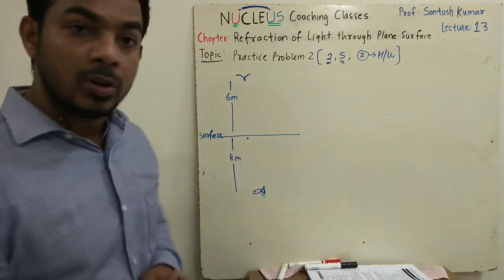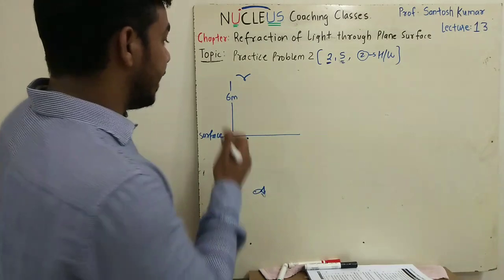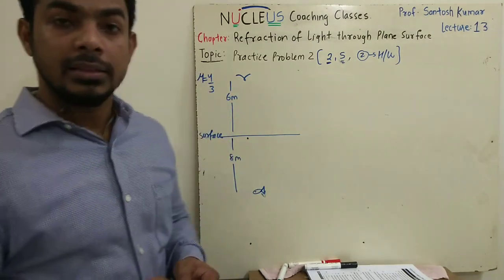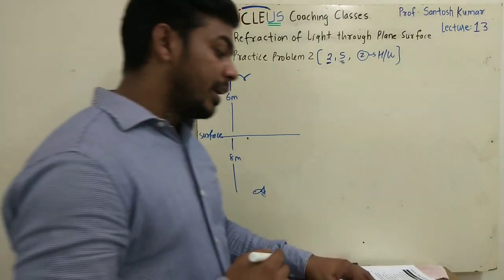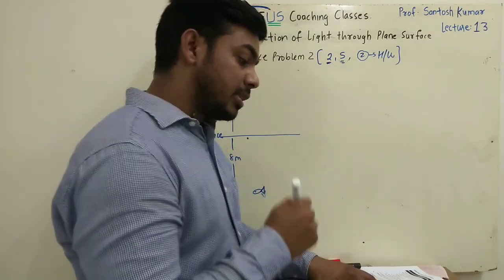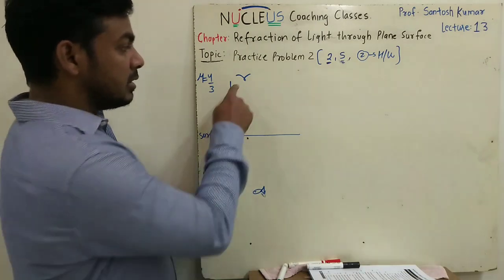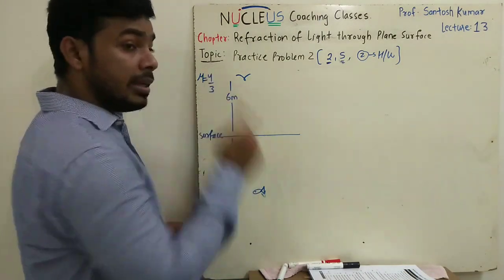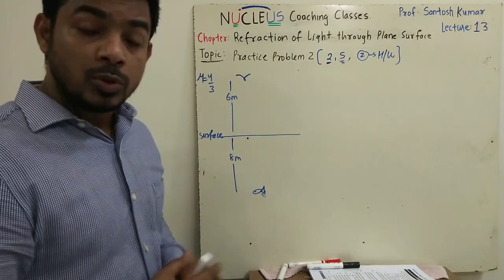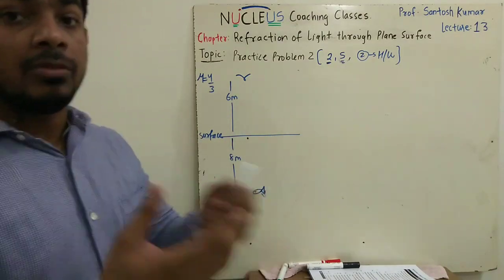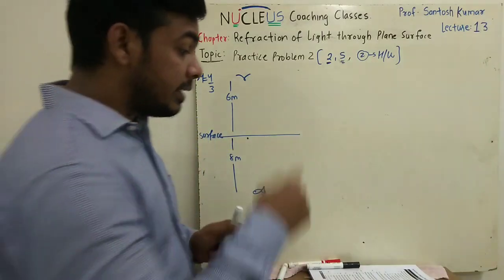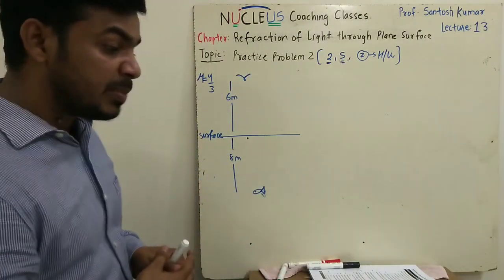The refractive index of water, mu for water, has been given as 4/3, and we are supposed to find out the distance of the fish with respect to the bird. That means the bird is looking at the fish, so definitely the bird is in the rarer medium. So when the observer is in the rarer medium, we have the relationship between real depth and apparent depth. And the next part is the distance of the bird with respect to the fish.